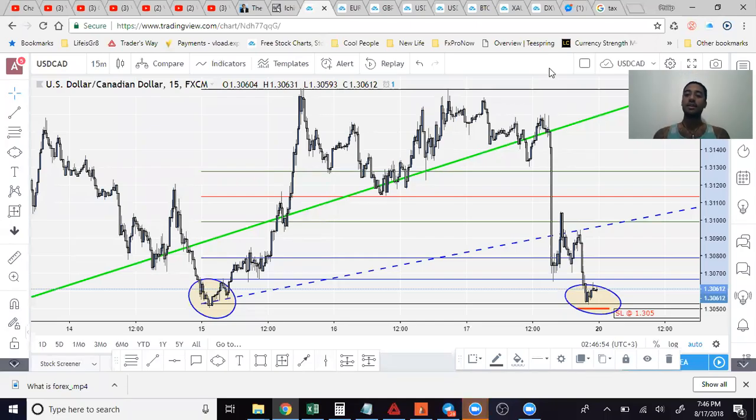Today is August 17th, 2018, and we are looking at USDCAD. And I see a major swing that's possible to happen when it comes to USDCAD.